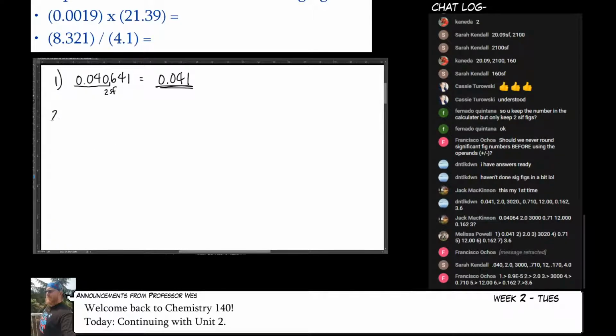All right, number 2. 8.321 divided by 4.1. When I punch it in the calculator, I get 2.029512195. That's way too many digits. How many sig figs should I keep for that one? Top number is 4 sig figs, the bottom number is 2, so I would only keep 2. That's the answer I would report.